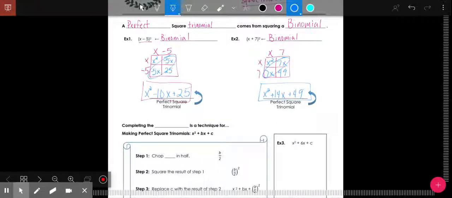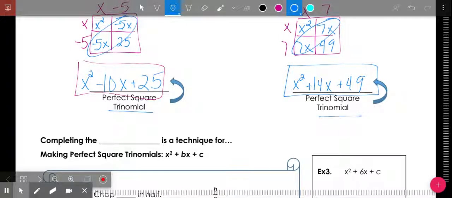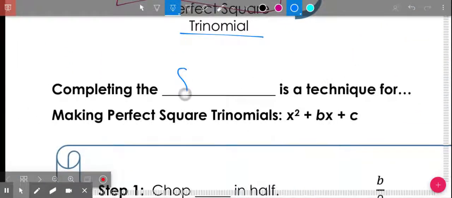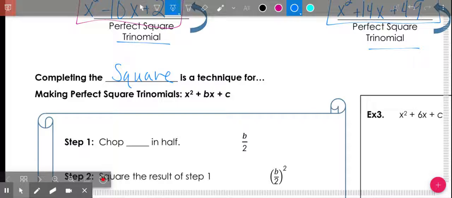So our goal is to be creating these perfect square trinomials. That's our goal today: how can I make that? Because we're going to need that for a method for solving a quadratic, which is called completing the square. And that's going to be the process to make those perfect square trinomials. So we have to be able to make the trinomials before we can do that process tomorrow.